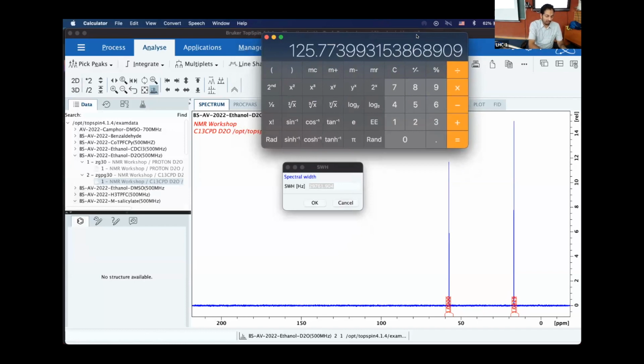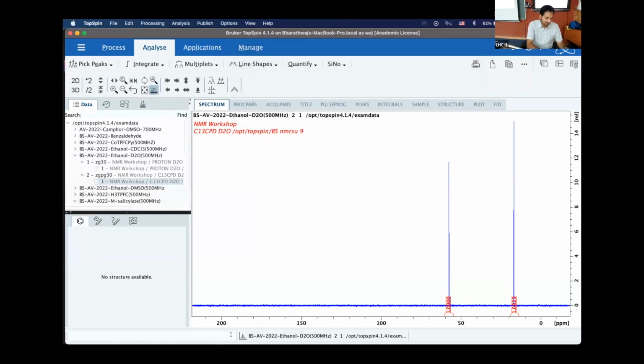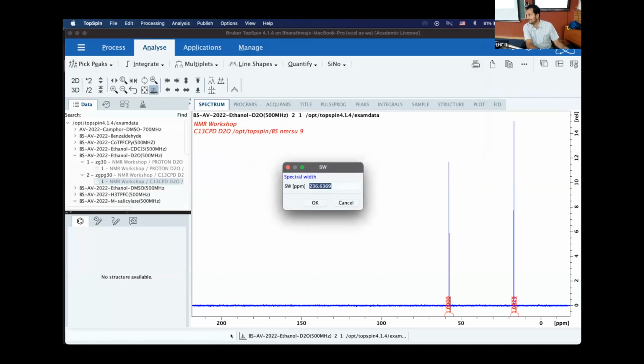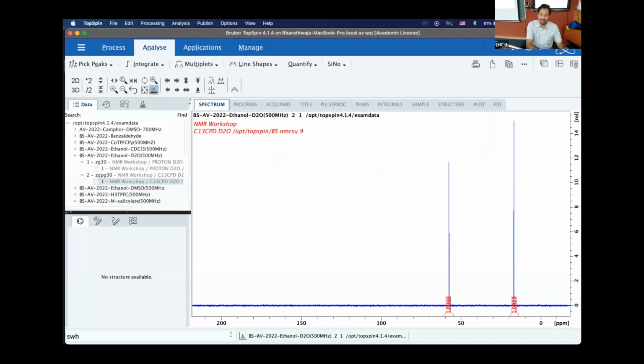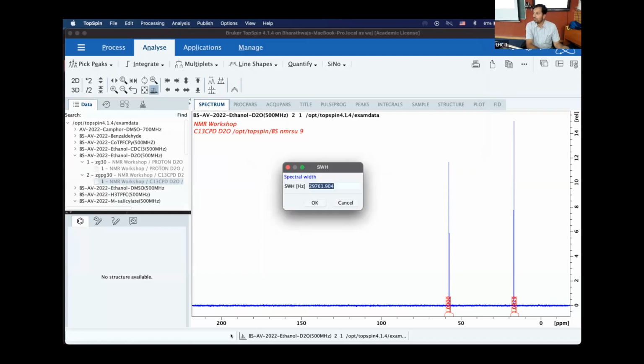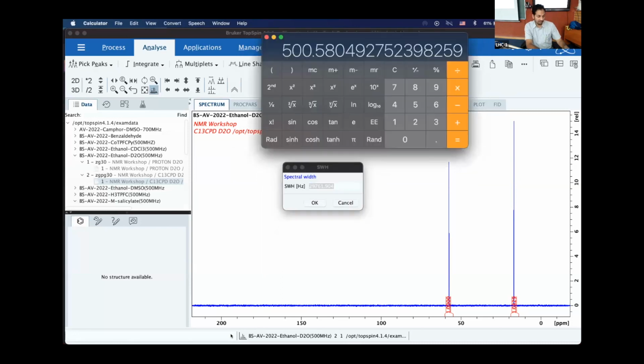So actually this was acquired on a 500 megahertz instrument. Let me repeat what I did. You ask for the spectral width in ppm: if you just type SW, it comes up in ppm, which is 236.63. Ask the same question with SWH, which stands for spectral width in hertz, and you get 29761. So you take 29761 divided by 236.63, and you get the frequency of carbon in megahertz. To get the proton frequency, I multiplied it by 3.98, and you end up getting 500.5, which says it's a 500 megahertz spectrometer.